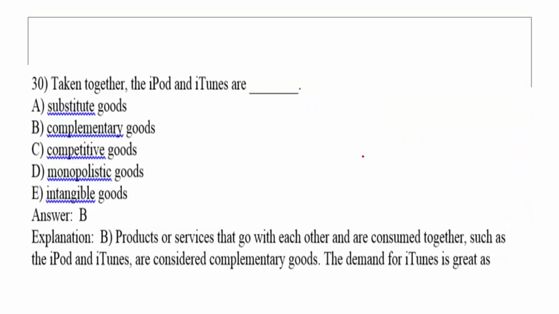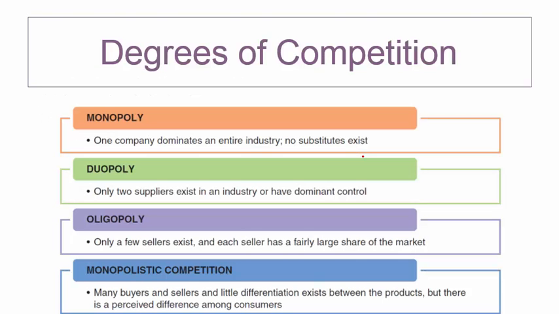All right, here we go with the example. iPods, and I guess, do they still have iPods? I don't think so, right? Does anyone buy them? I don't know who buys them, but anyway, iPods and iTunes are complementary goods, right? Okay, good. All right, let's talk about degrees of competition.